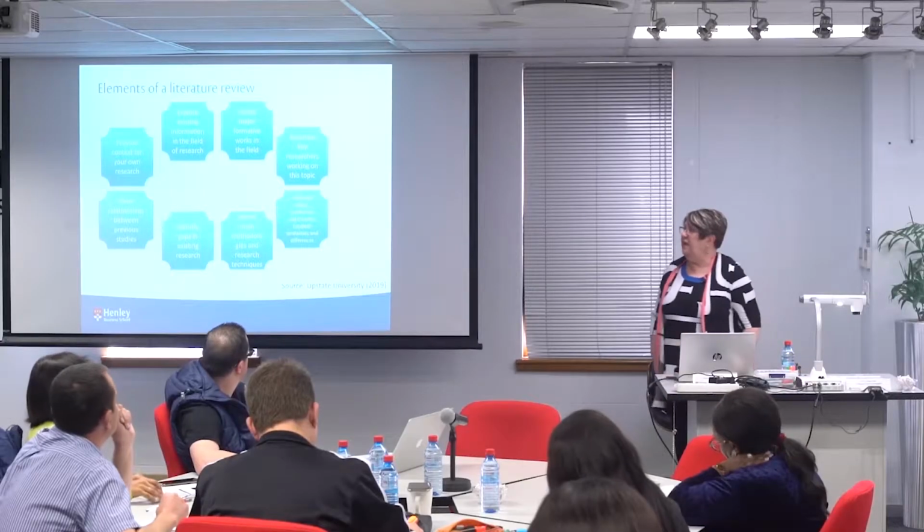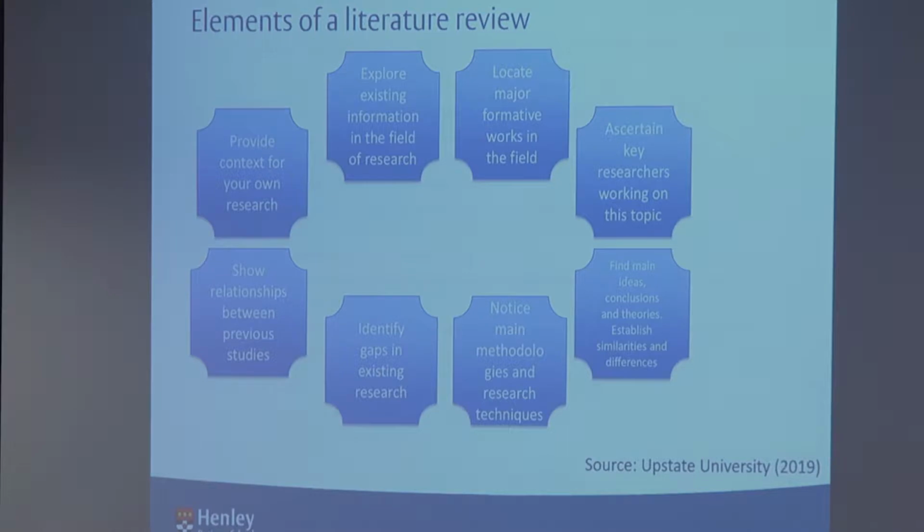That's why we do it. So what are the different elements of a literature review? If we start there at the top and go clockwise, the first one is that a literature review helps you to locate the major formative works in the field. Now, that is very important in a literature review, to get to the core of a certain field of expertise.